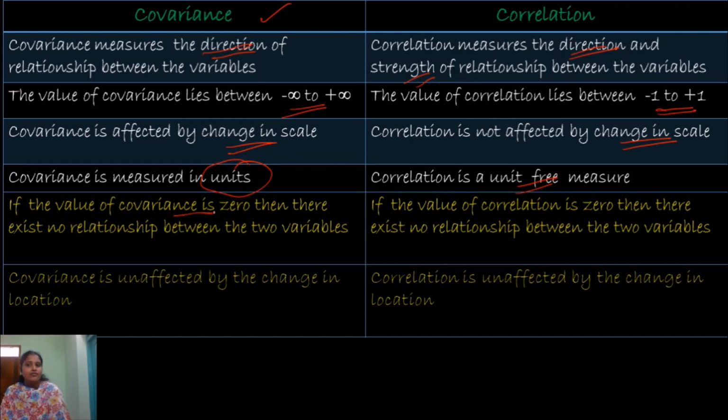If the value of covariance is 0, then there exists no relationship between the two variables. Similar is the case here: when the correlation value is 0, there exists no relationship. Also, covariance is unaffected by change in location. Similar is the case for correlation. So these two are the similarities between covariance and correlation.